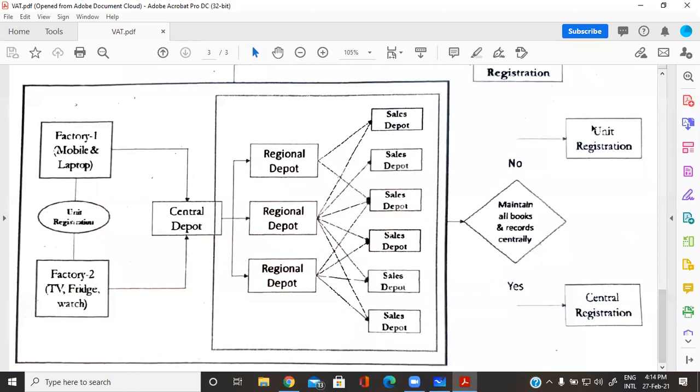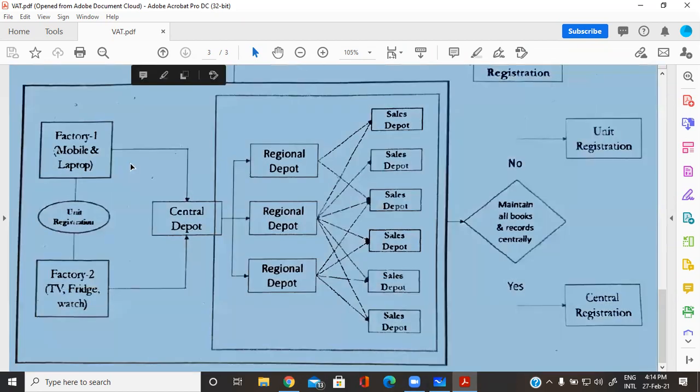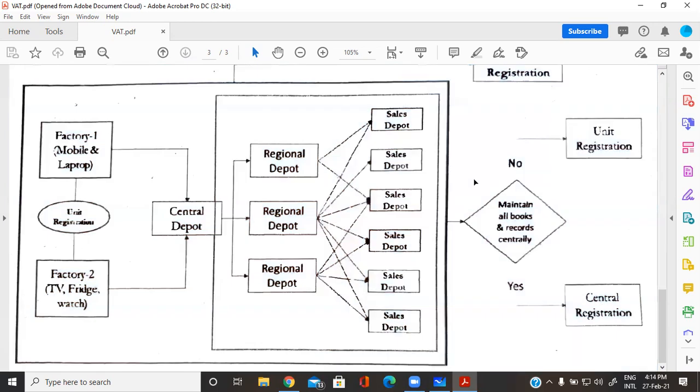For what reason? Because the factories, though they record or maintain their books centrally, do not have similar products in different factories, right? Yes, sir. Products are different. So NBR has also mentioned that if any manufacturer produces and supplies identical or similar goods from two or more places and maintains all records and accounts of economic activity in a central unit, in that case, you have to take the central or single registration.